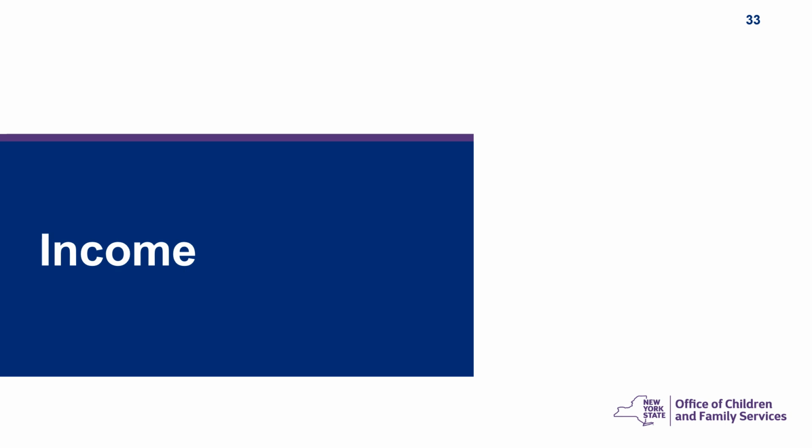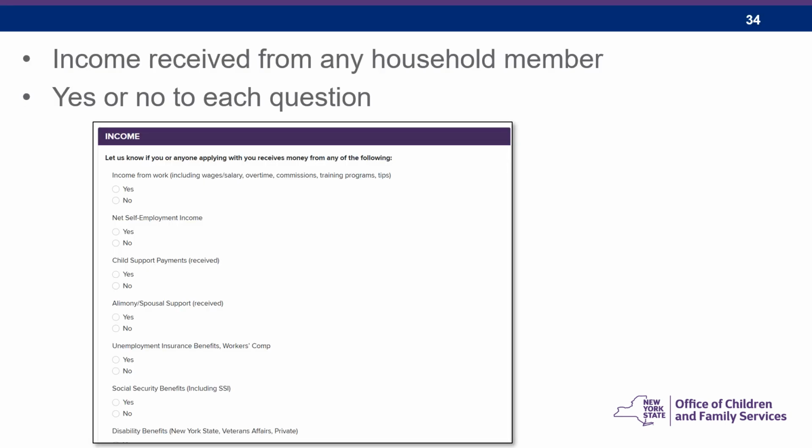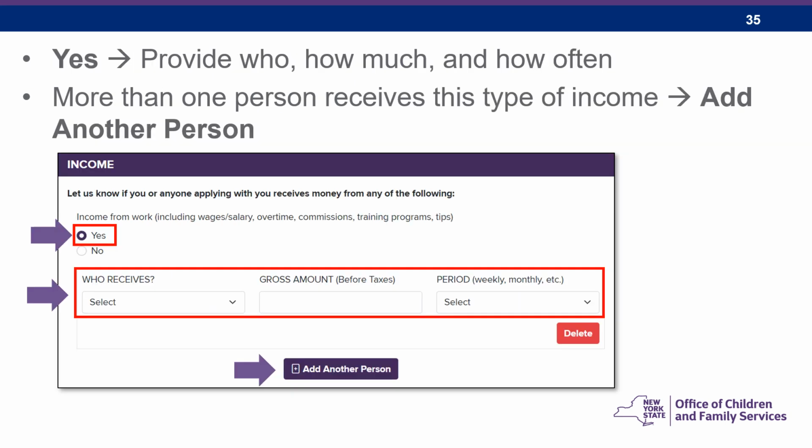Income. This section asks about any income received by household members applying with you. Select Yes or No for each question in the section. If you select Yes, then indicate who receives the money, the amount, and how often. If there is more than one person receiving this type of income, then select Add Another Person. You will need to enter this information about each person who receives each applicable type of income. For instance, if you and your spouse both receive unemployment, you will need to enter how much and how often you each receive that.